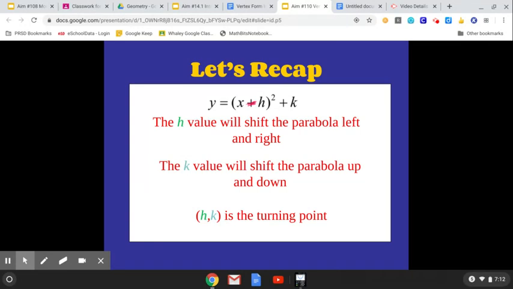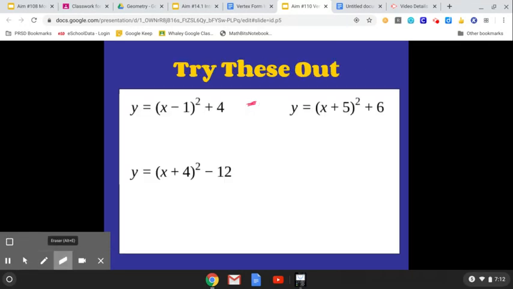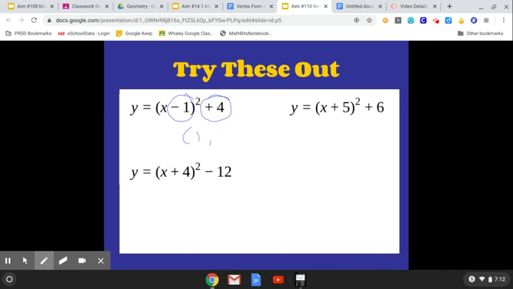So let's go without the use of our graphing calculator. Let's see if we can figure out what the turning point is and how each one of these moves. All right, so the first one, the important things to look at are the -1 and the +4. So that -1 tells me it shifts right 1, and the 4 tells me it goes up 4. So right 1 and up 4, my turning point, 1, 4. Second one, all right, the +5 tells me left 5, the +6, up 6. So left 5 and up 6, -5, 6, my turning point.